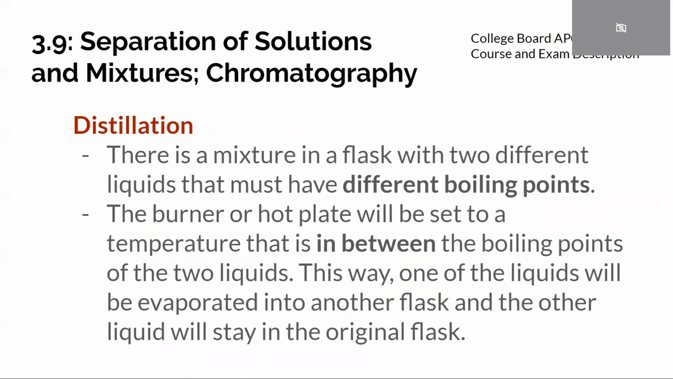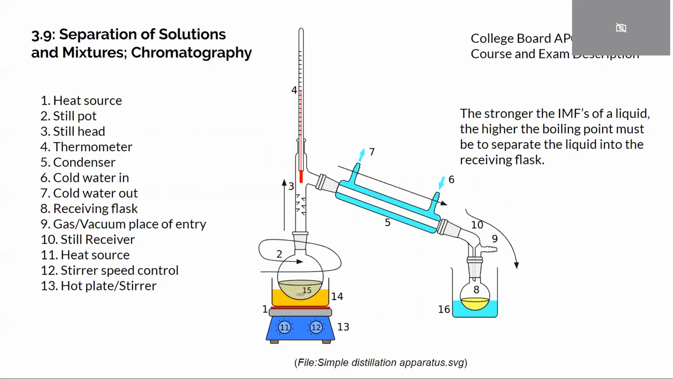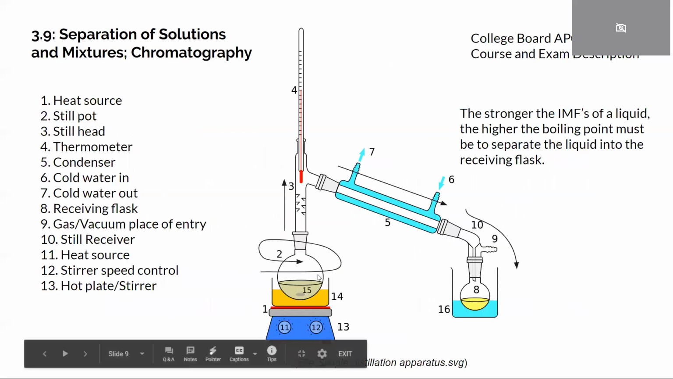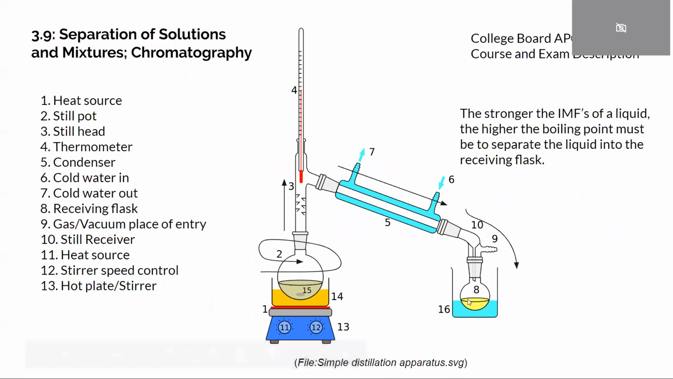And so this is the basic setup. There's a mixture in a flask with two different liquids that must have different boiling points. The burner or hot plate will be set to a temperature that is in between the boiling points of the two liquids. This way, one of the liquids will be evaporated into another flask, and the other liquid will stay in the original flask. And so you'll see what I mean here. So one liquid here, and then one liquid over here.